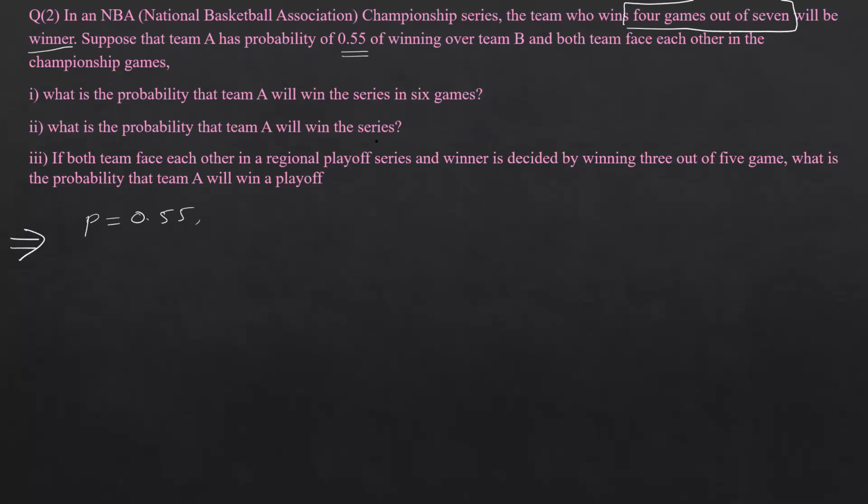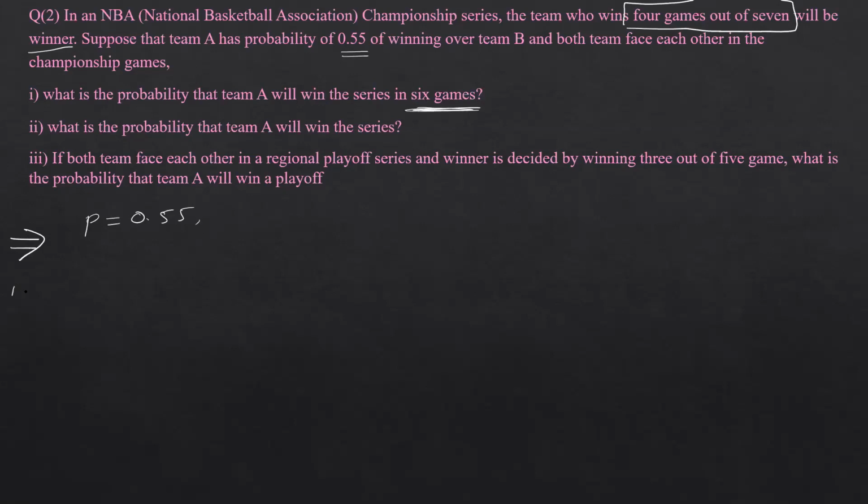We will see that later. Team A has a probability of 0.55 of winning over team B, and both teams face each other in the championship games. Now here comes the question. What is the probability that team A will win the series in 6 games?